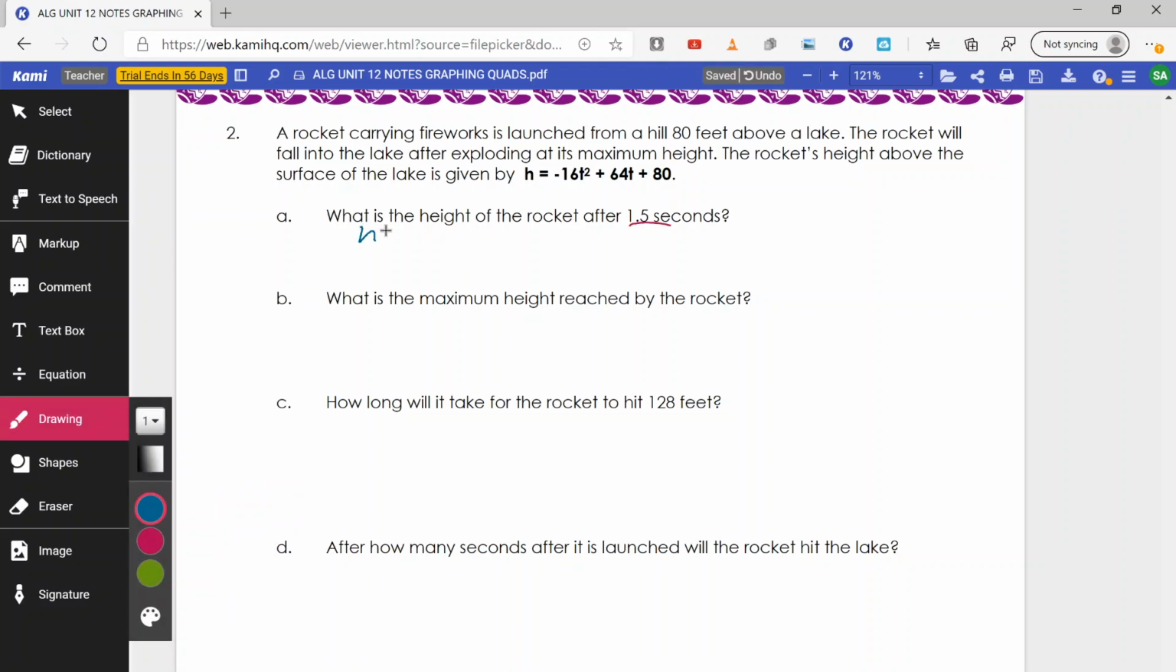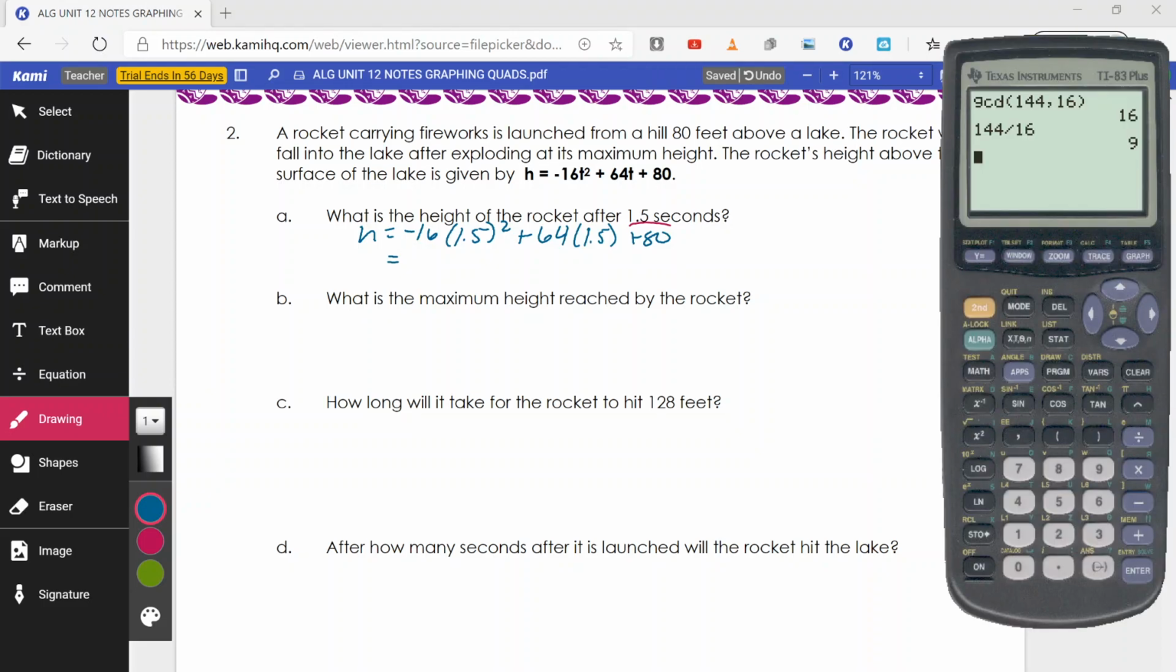So h equals negative 16 times 1.5 squared plus 64 times 1.5 plus 80. And then what we can do is negative 16 times 1.5 squared plus 64 times 1.5 plus 80.